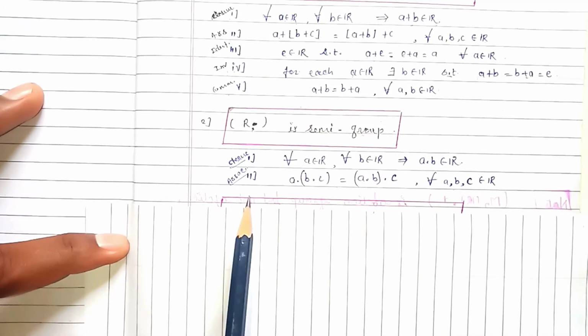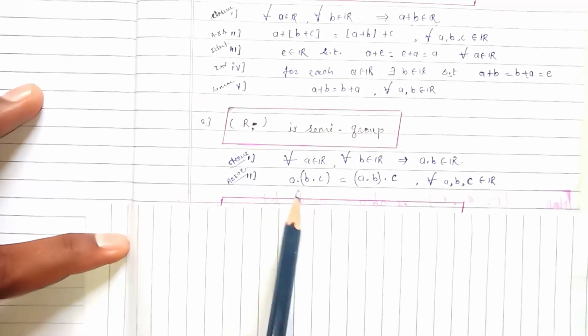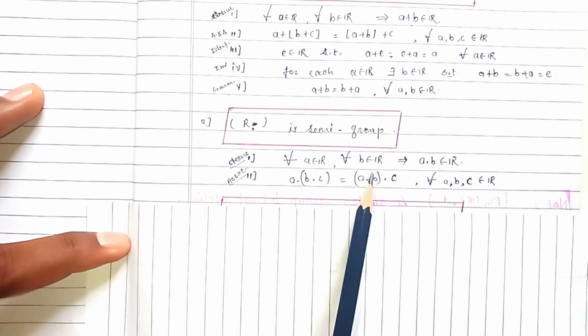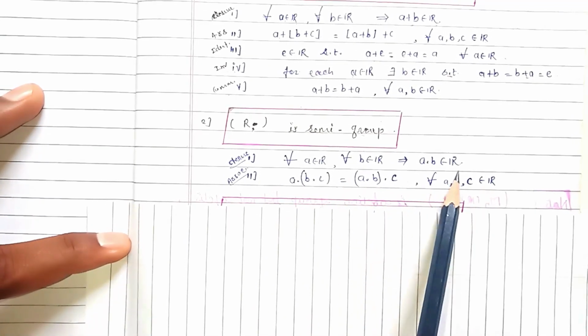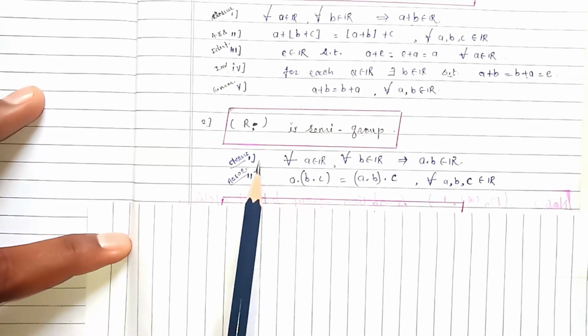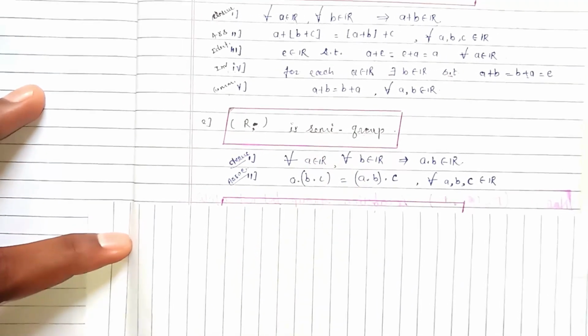And now let's go for the associative property. The associative property with respect to multiplication says that a dot (b dot c) is equal to (a dot b) dot c, and all three elements come from the ring. If these two properties hold, then we say that our ring under multiplication is a semigroup.